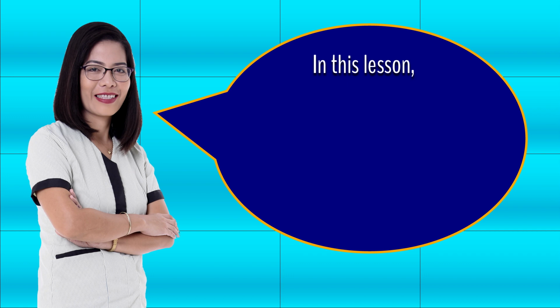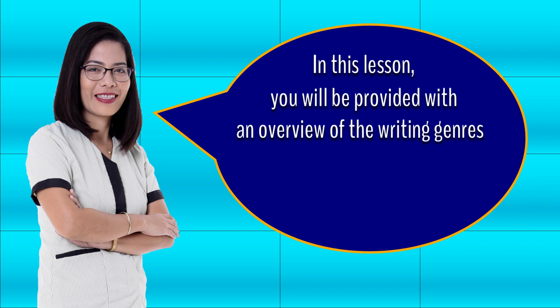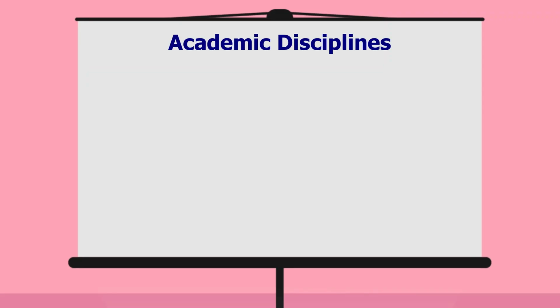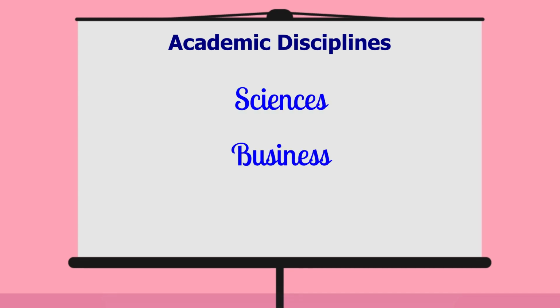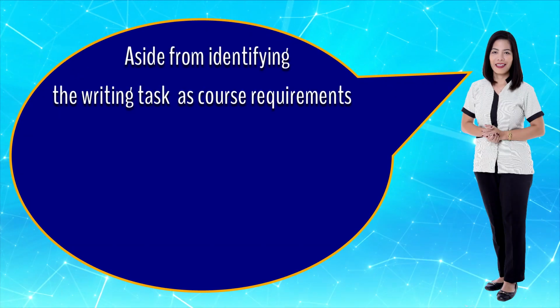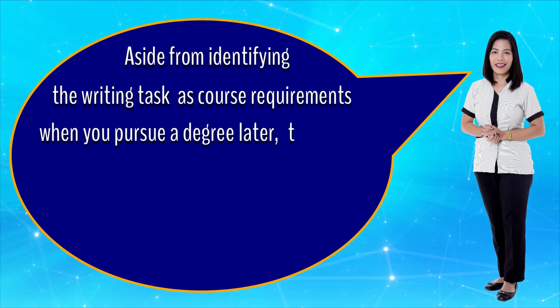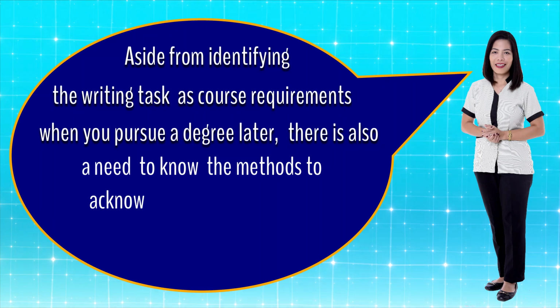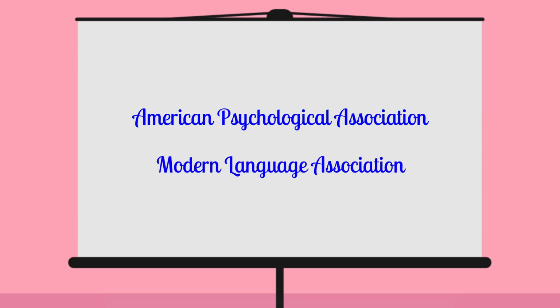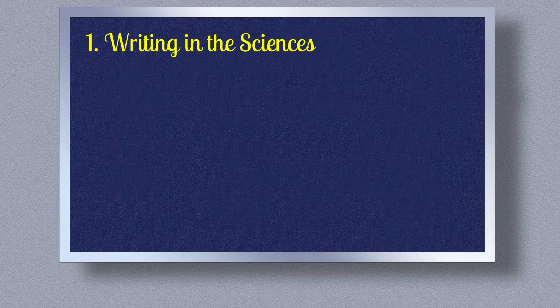In this lesson, you will be provided with an overview of the writing genres that you will most likely encounter in three academic disciplines, namely the sciences, business, and humanities. Aside from identifying the writing tasks as course requirements when you pursue a degree later, there is also a need for us to know the methods to acknowledge sources properly to avoid committing plagiarism. We will include in our discussion the American Psychological Association and Modern Language Association Citation Guides. We shall now start with writing in the sciences.